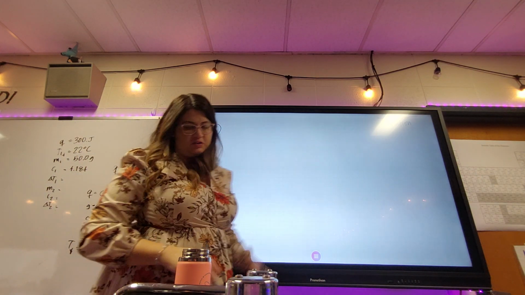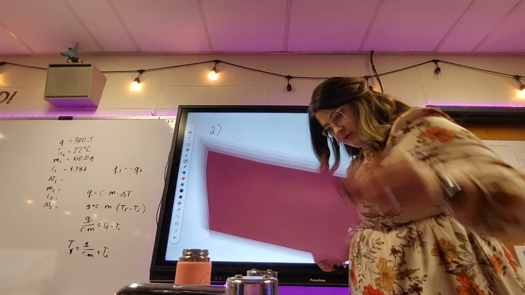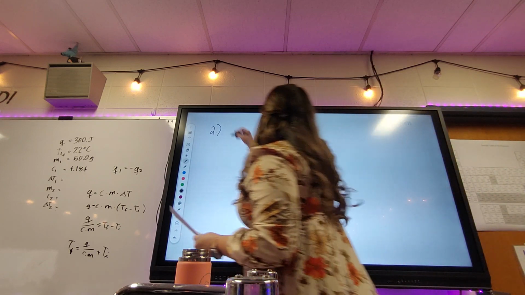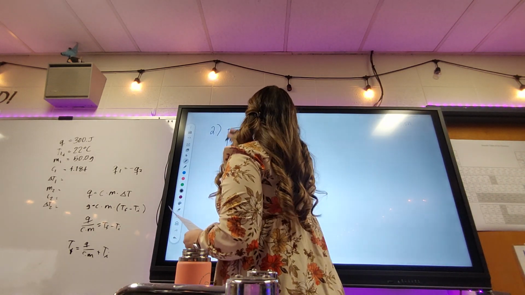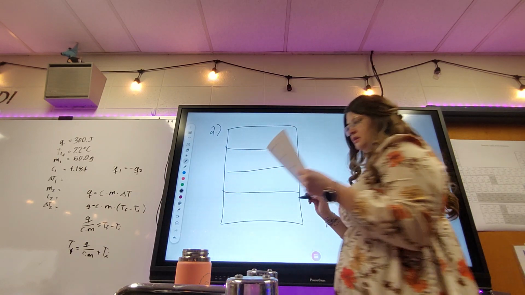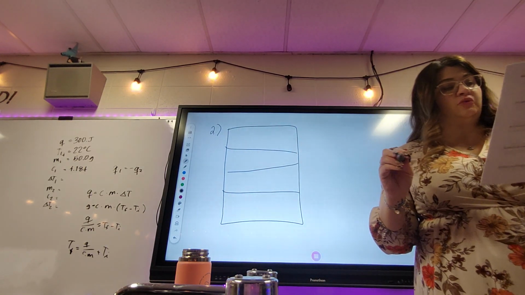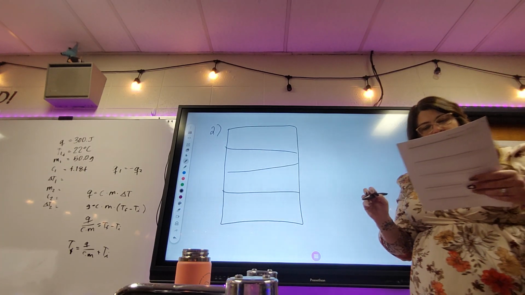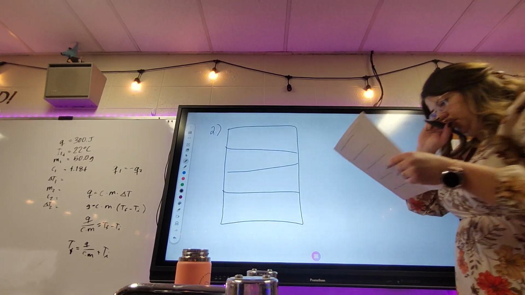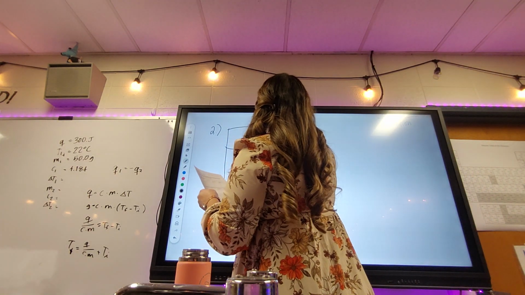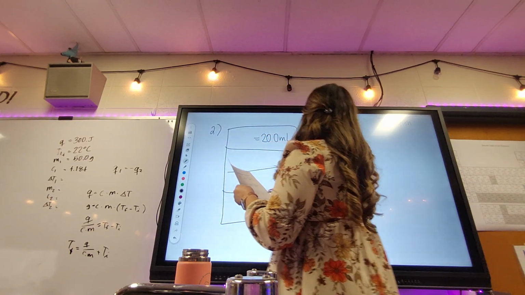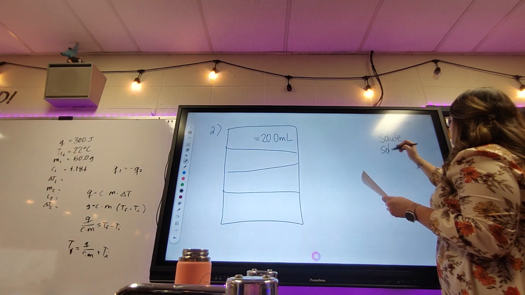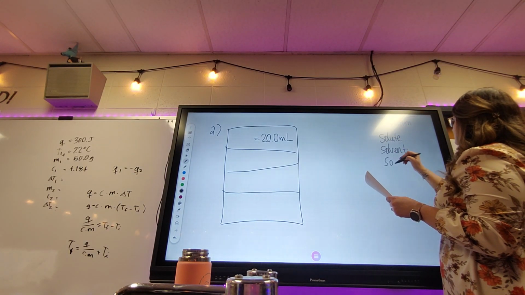All right, so let me just make sure number 2 is also on one. Okay, perfect. Number 2 says, how many grams of sugar would you need to prepare 20 milliliters of a 0.9% weight per volume solution? Okay, so I see equals 20.0 milliliters. And so I'm gonna write this down again here. Solute, solvent, solution.